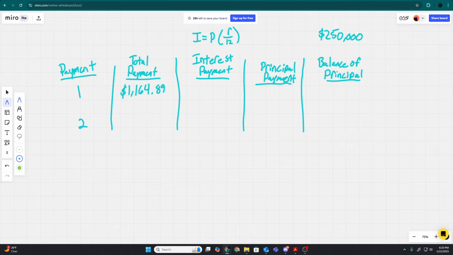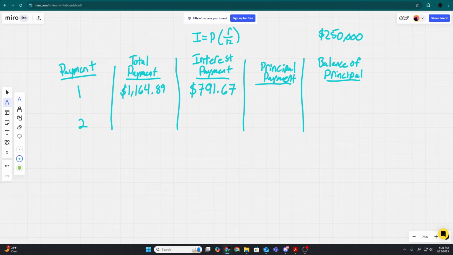Okay. So if we take our principal or our remaining balance, I usually prefer that terminology, we can multiply by 0.038. So that's our interest rate. Then divide by 12. And what we get is the interest for the first payment is $791.67. Okay? So that's going to be our first payment. That's the interest.